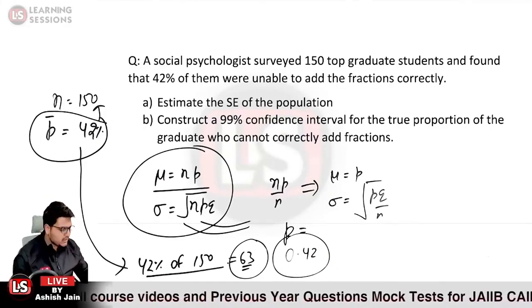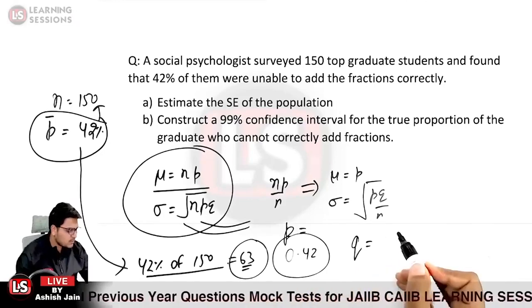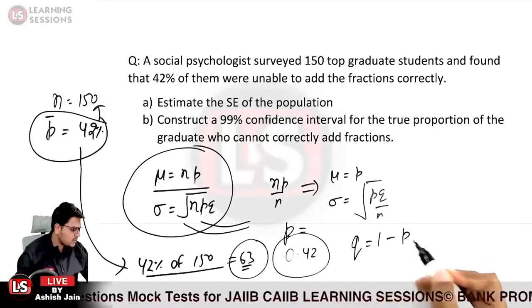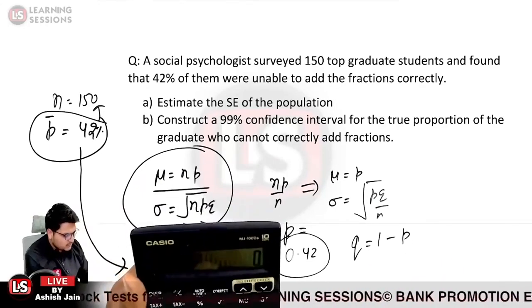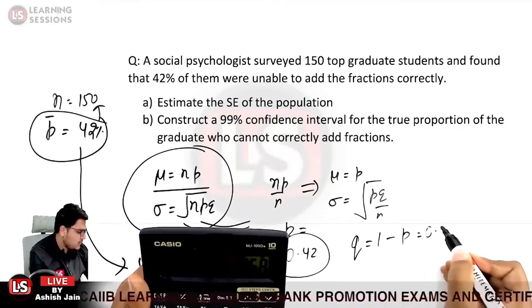And further, if I want to get the value of q, what would be the value of q? It's quite simple, because total probability is equal to 1. So p plus q is equal to 1, so q is equal to 1 minus p. So 1 minus 0.42 is equal to 0.58. So q is equal to 0.58.